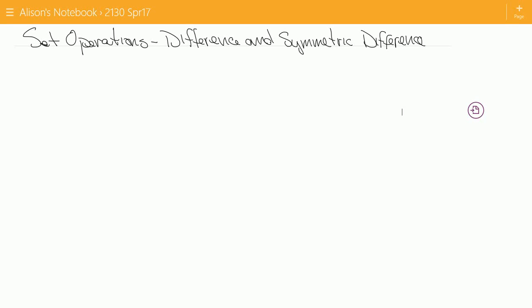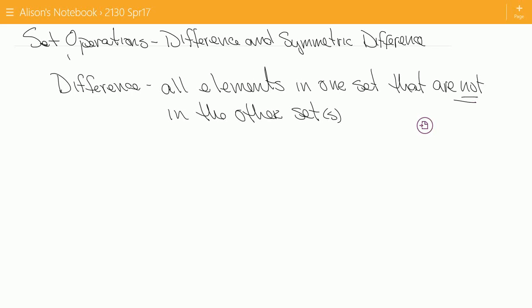There are a variety of different operations that we can perform on two or more sets. We're going to talk about the difference and the symmetric difference. The difference is defined as all elements in one set that are not in the other set. And we write it as, if I were to do the difference of A and B, I would want to know all elements that are in set A that are not in set B.